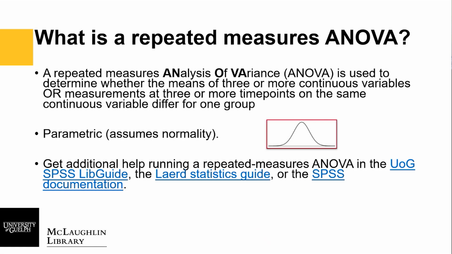This is a parametric test, so for each of your variables, you need to check to make sure it follows our standard bell-shaped curve. And if you're looking for additional help running a repeated measures ANOVA, we've got information on this in the University of Guelph SPSS LibGuide. There's also the layered statistics guide and the SPSS documentation to help you with this. The important thing to remember here is that these are related groups or matched observations. So those are some keywords that are going to come out a few times, but let us begin.